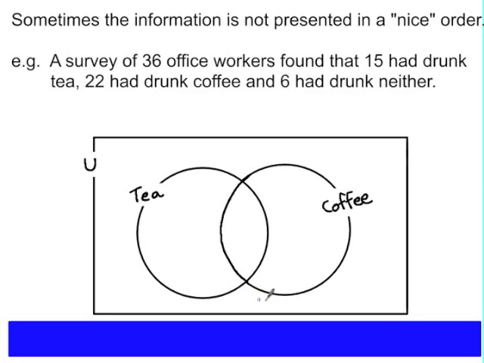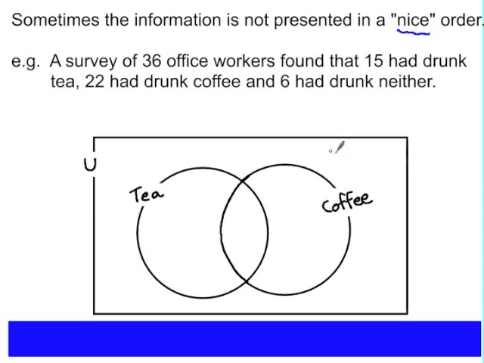A completed Venn diagram with two overlapping circles will have 4 numbers. In this example, only tea, tea and coffee, only coffee, and neither. But sometimes the information is not presented in a nice order to enable us to do that. So I'm going to work through the same example again. Imagine you don't know the answers though.